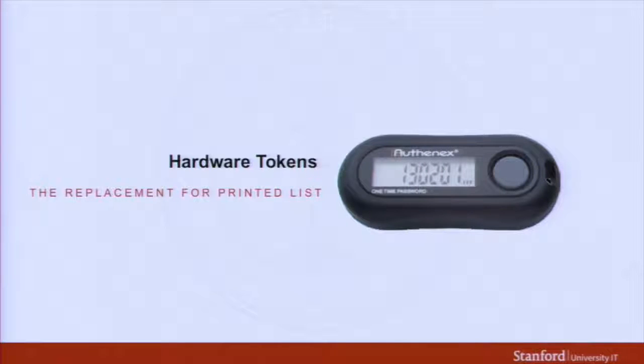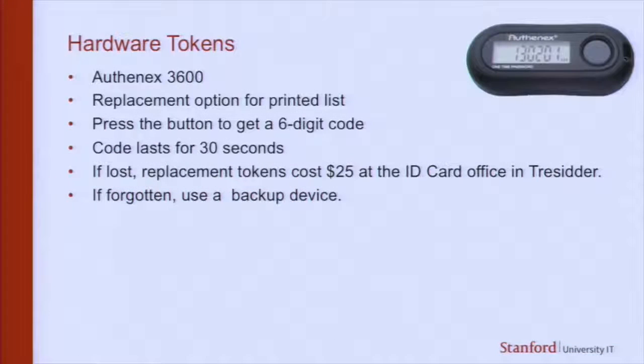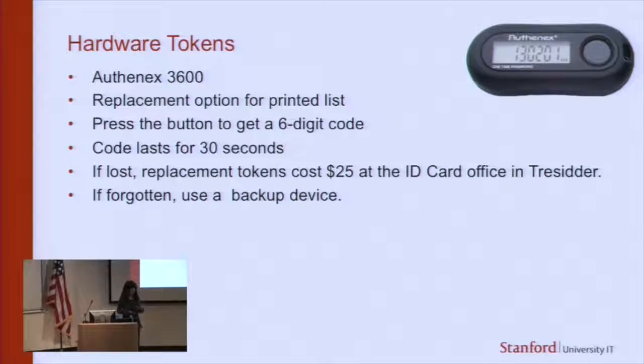So talking about the hardware tokens, they are the replacement for the printed list. We actually wish that people would use something like the Duo Push or the Callback, but we are supplying the hardware tokens for those that don't have a secondary device, or they don't use a smartphone, they don't use a mobile phone. We actually do have many faculty members, many staff members that don't use their device for any Stanford business at all. So the hardware token is their best option.